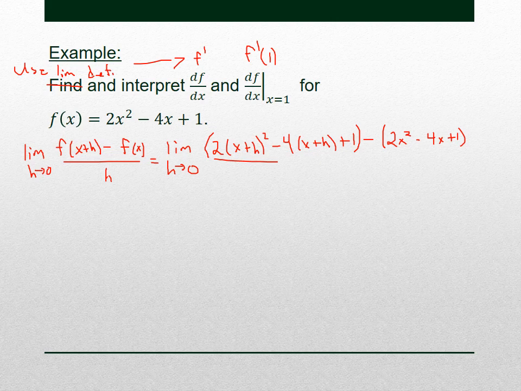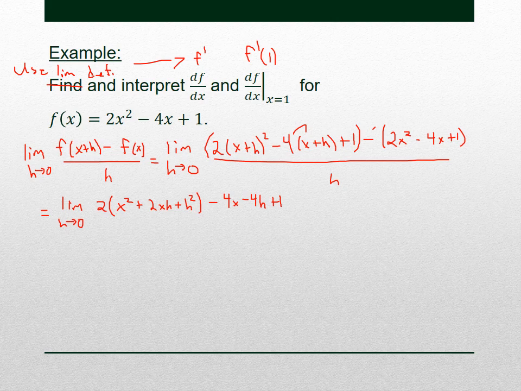Okay, so now we need to simplify. First, we need to make sure we don't forget to keep writing that limit as h goes to 0. So we have 2 times x plus h squared. Let's leave the 2 and expand x plus h squared to get x squared plus 2xh plus h squared, minus, and then we can distribute this 4, and don't forget that it's really a negative 4, so that'd be minus 4x minus 4h plus 1. And then distribute this negative here, and you get minus 2x squared plus 4x minus 1. And that's all over h.